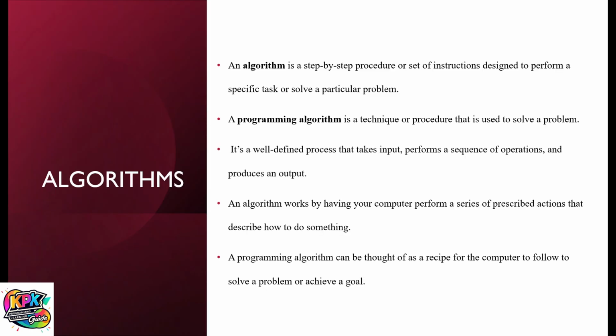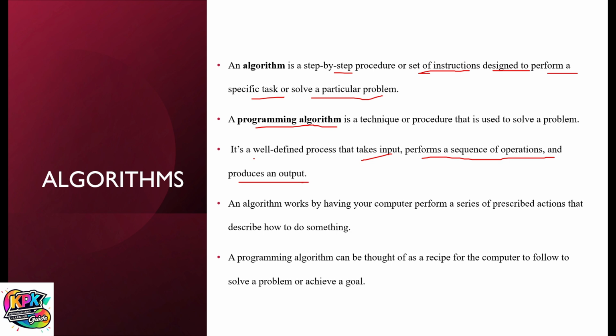An algorithm may be defined as a step-by-step procedure or set of instructions designed to perform a specific task or to solve a particular problem. A programming algorithm is a technique or a procedure that is used to solve a problem. In the concept of programming, it involves giving instructions or commands to a computer to solve a problem or to fix a problem. An algorithm may also be defined as a well-defined process that takes input, performs a sequence of operations, and produces an output.